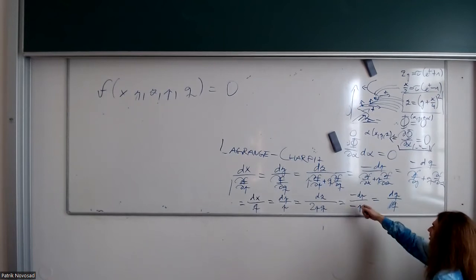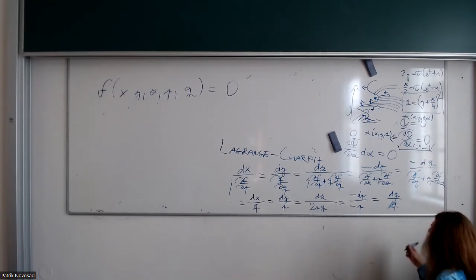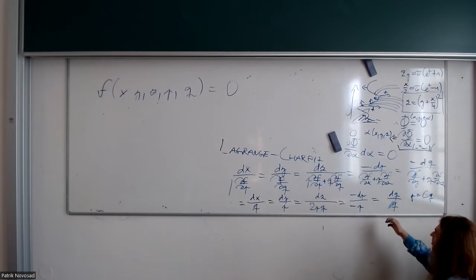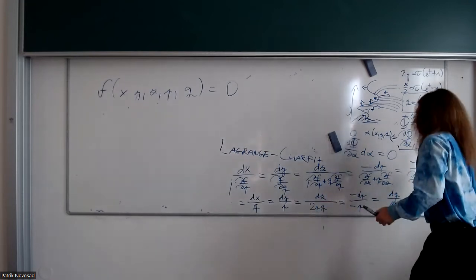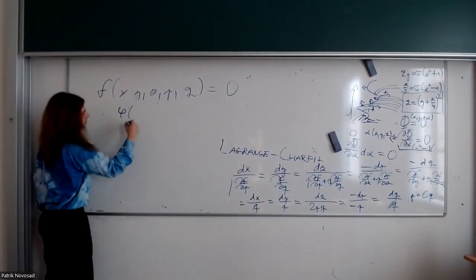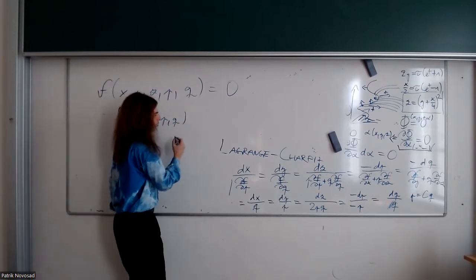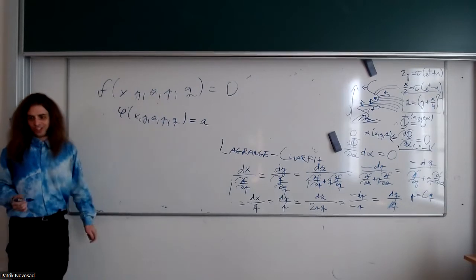Because if I had just dp over p equals dq over q, I could, of course, integrate it to something like p equals a constant times q. So let's say that I am able to spot such an integrable combination in these equations. And let's say that I integrate it, and I obtain some kind of a function of x, y, z, p, and q, which, after doing the integration, will be equal to some integration constant a.